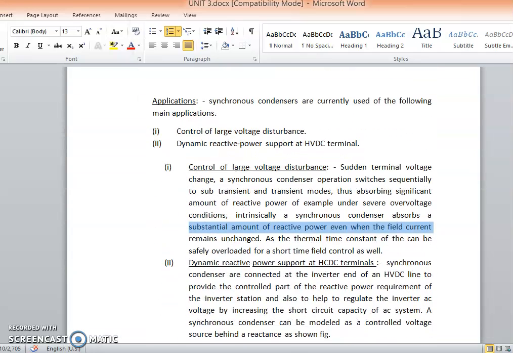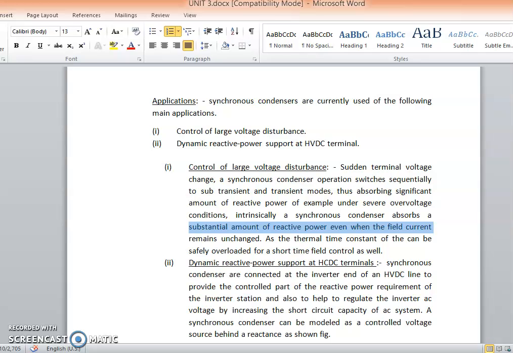And what are the applications? The synchronous condensers are currently used for the following main applications: control of large voltage disturbance and dynamic reactive power support of HVDC terminal. Let us discuss control of large voltage disturbance, sudden terminal voltage change. A synchronous condenser operation switches sequentially to subtransient and transient mode, absorbing a significant amount of reactive power.